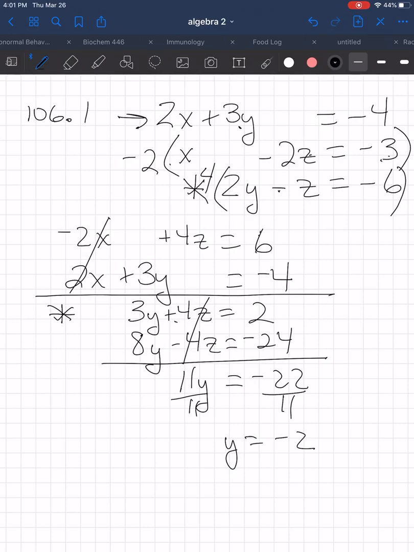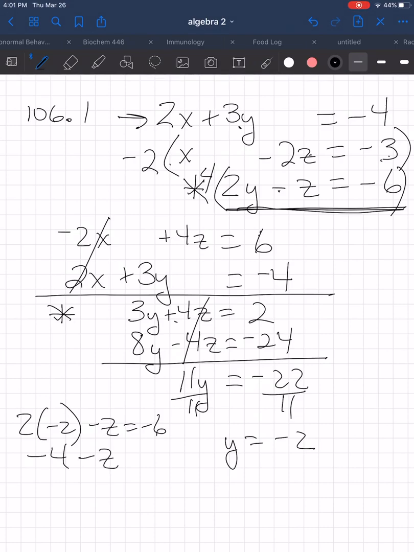Now once we have one of them, we just start plugging them back in until we get the other ones. So this right here looks like a pretty simple equation to plug into. This would be 2 times negative 2 minus z is equal to negative 6, or negative 4 minus z is equal to negative 6. And I can add z and add 6. So I get z is equal to positive 2.